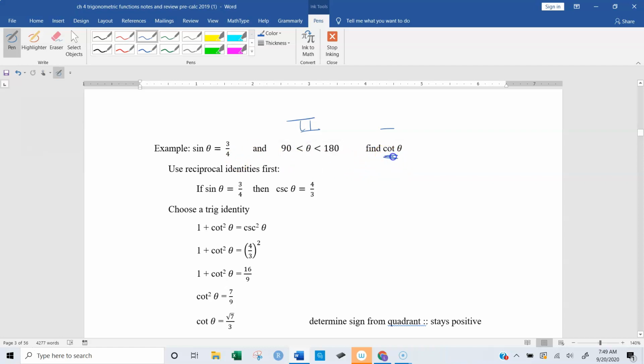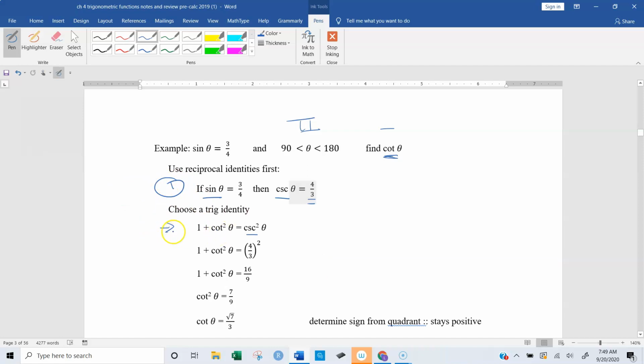So the only identity I have with cotan is 1 plus cotangent squared equals cosecant squared. So I want to use this identity. But if I'm given sine, it does not help me directly. But with the sine, I know its inverse is the cosecant. So I can invert this to get the cosecant, which is the value I need for this identity. So first step is I invert the sine.